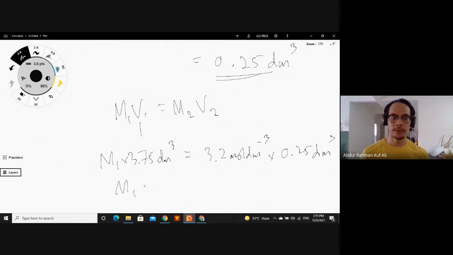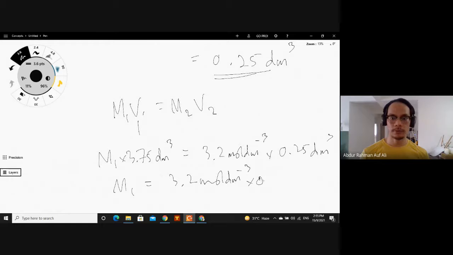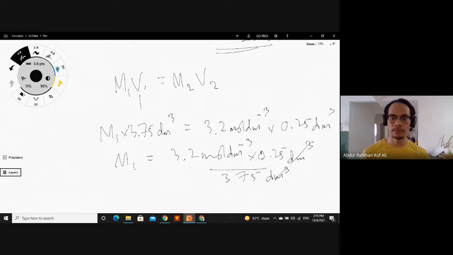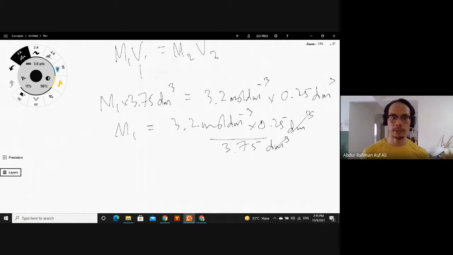So solve for M1. 3.2 mole decimeter cubic times 0.25 decimeter cubic, divided by 3.75 dm. So if we do it this way, the volume units cancel out. And here there is mole. Here there is mole. So this cancels with this one. So what remains is the unit for volume. So M1.